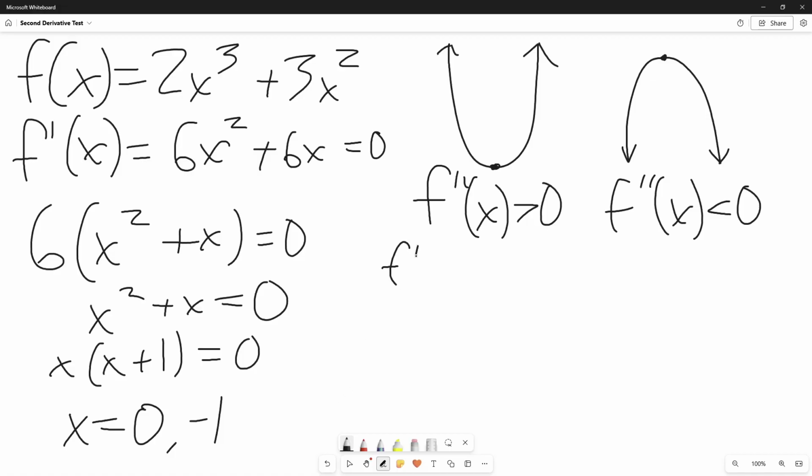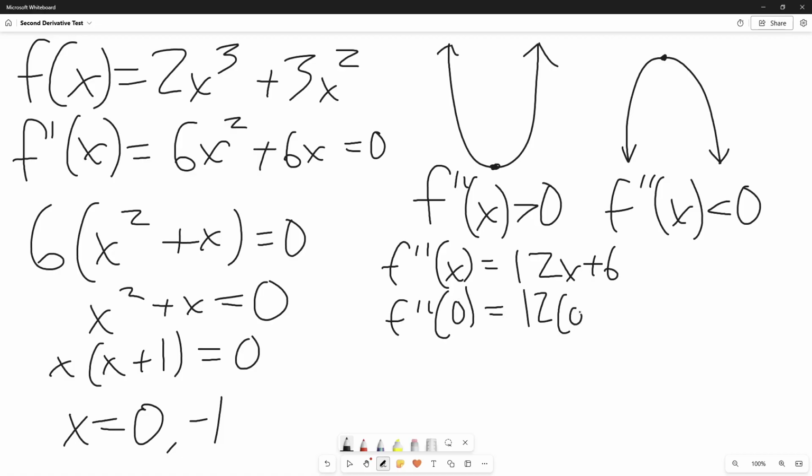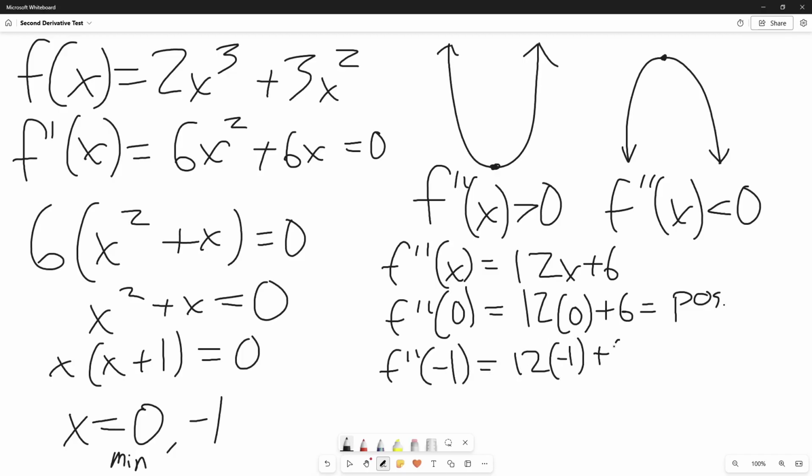So let's find our second derivative, f double prime of x, which is equal to 12x plus 6. And when we do f double prime of 0, we get 12 times 0 plus 6, which is positive, meaning that at 0 there is a minimum. And let's try negative 1 now. So 12 times negative 1 plus 6 is negative, meaning that there is a maximum at negative 1. So we easily used our second derivative to find that at 0 there is a minimum, and at negative 1 there is a maximum.